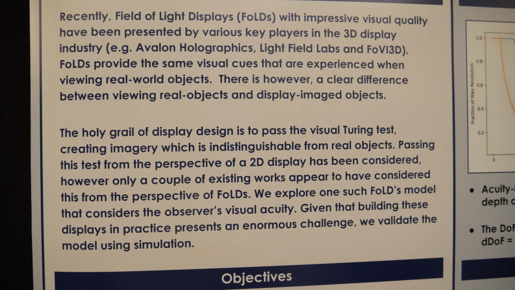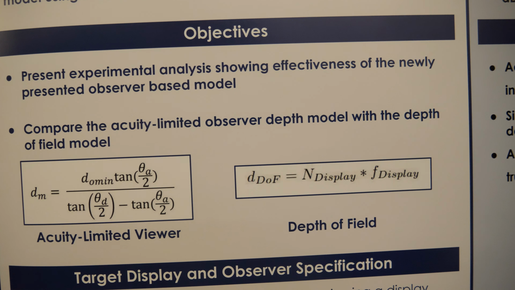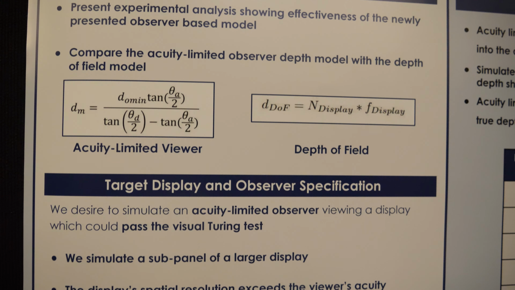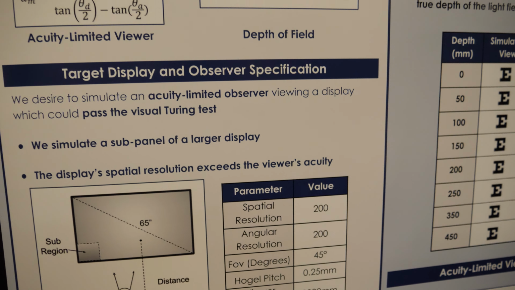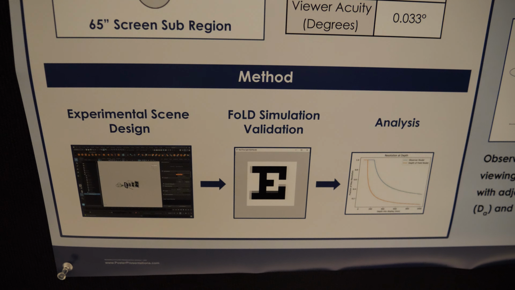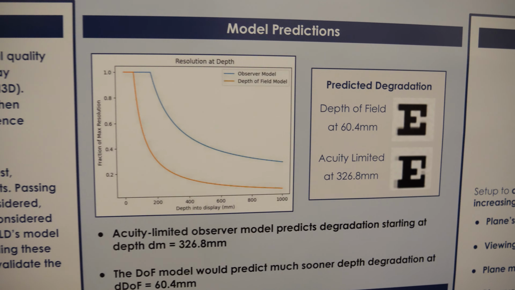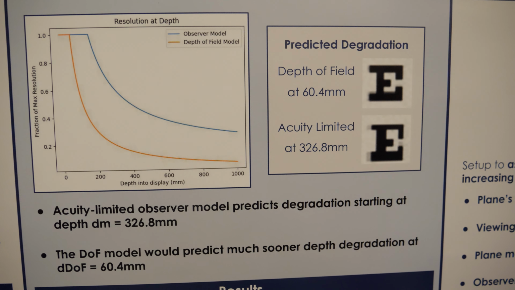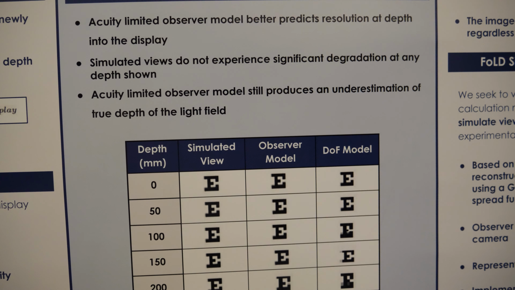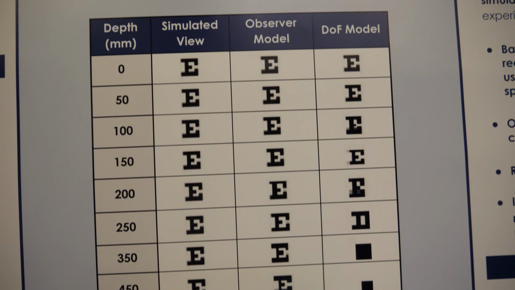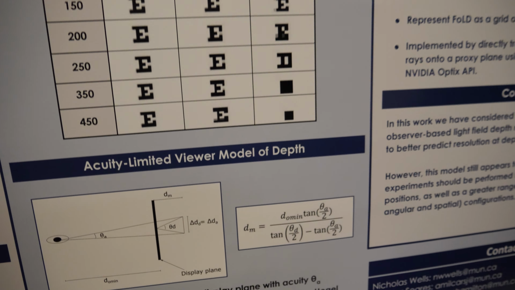So we've worked on some models essentially to allow us to figure out how depth resolution will change with depth in a 3D display. You would need to ensure a certain amount of resolution within a certain amount of depth from a 3D display in order to pass the visual Turing test. We've created an Acuity Limited Viewer model and experimented on this model using a light field display simulator. We've shown that the model doesn't quite match the results in the simulator, but they're closer than conventional depth of field based depth resolution models. We're working towards continuing to improve this work.